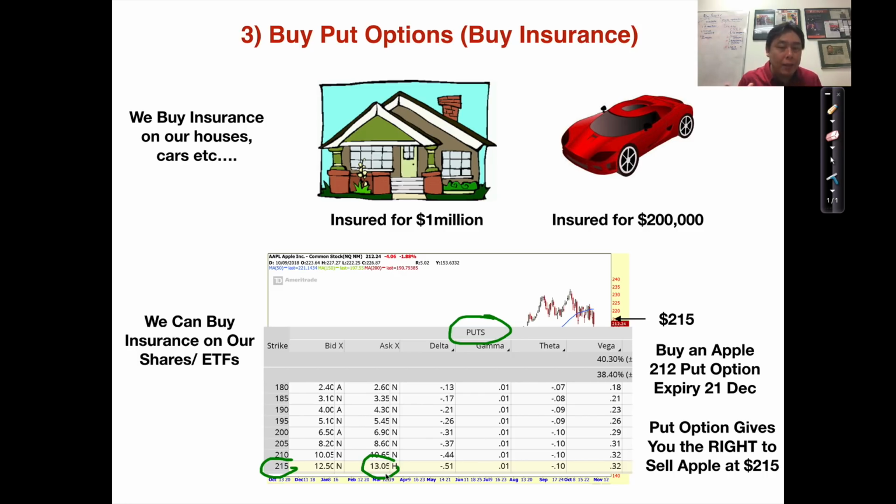Now if you think that's too expensive, you can always insure it for a lower price. You can say, okay, I want to insure Apple shares for $200. That's my strike price, as you can see. So this means that if you buy this contract, you have the right to sell Apple shares at $200 no matter what. Right? You've insured your stock for $200 and you pay, in this case, $6.90 to insure your $200 stock. So that's not too bad. It's kind of like buying insurance, right?